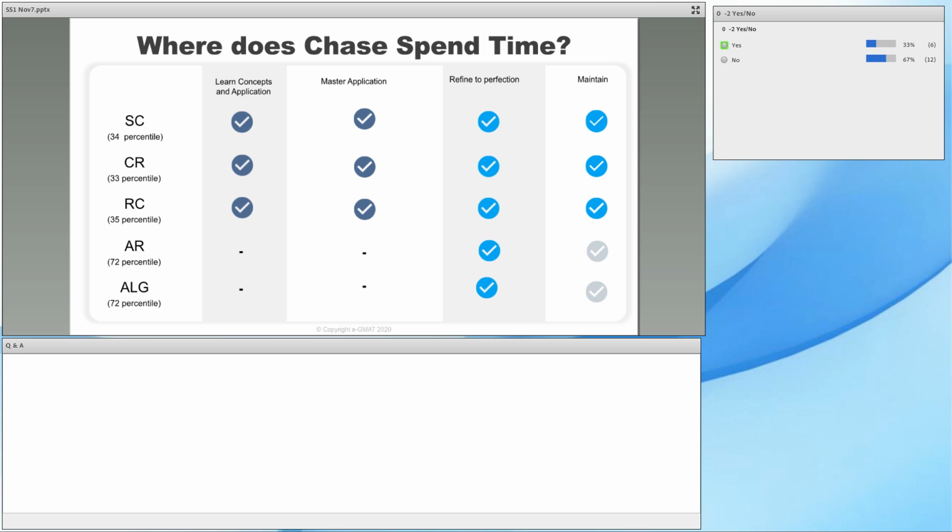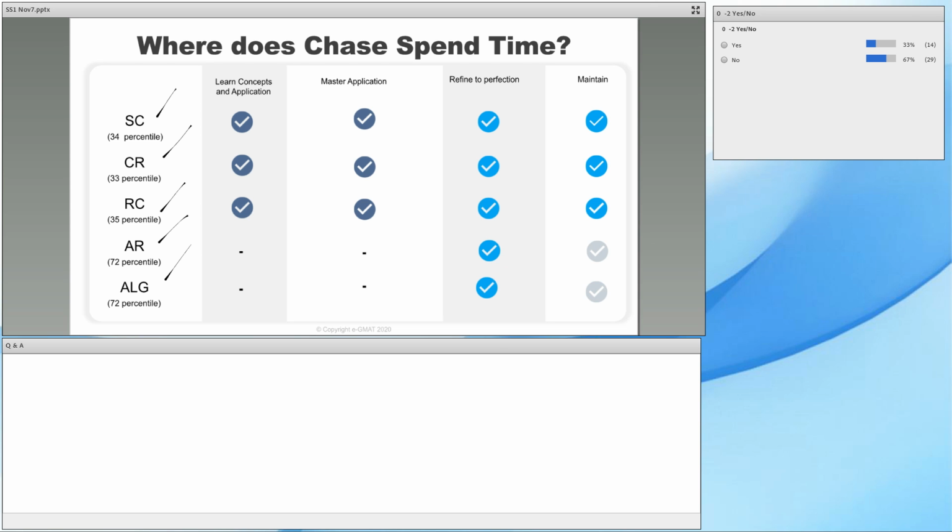If you're an e-GMAT student, you probably have done this because you go through this process. But if you're not an e-GMAT student, you probably have not done this, especially to this level of refinement. How many of you know your starting abilities in each of these 5 subsections? SC, CR, RC, arithmetic, algebra? Let's get a few more responses, guys. I have 150 students here.